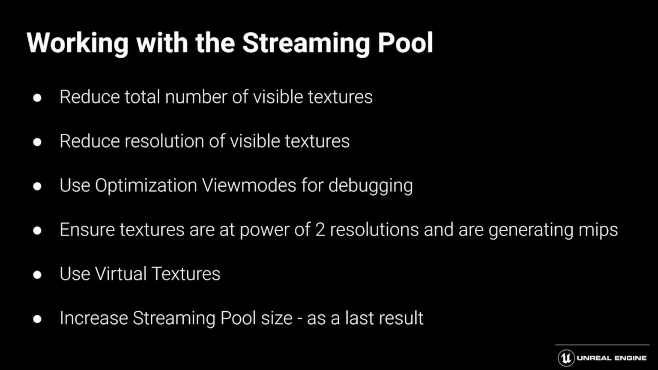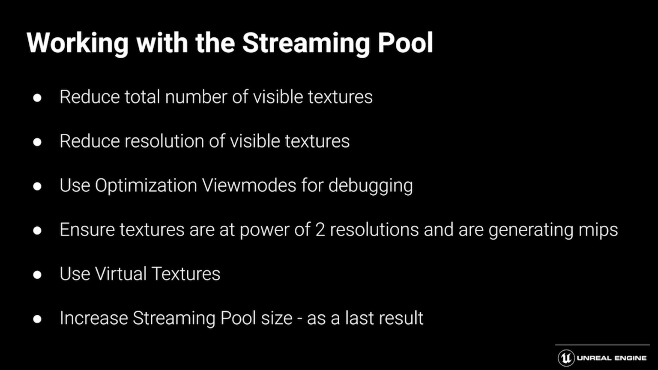So let's summarize working with the streaming pool today and the options we have available. The steps that I showed you today are pretty general. Depending on your use case in your industry, you may take different steps to get to a streaming pool setup that works for you. But let's review the steps we talked about today. We can reduce the total number of visible textures in our scene. Also, we can reduce the resolution of those visible textures. By bringing both of these things down, we can help to eliminate the amount of memory needed by our texture streaming system.